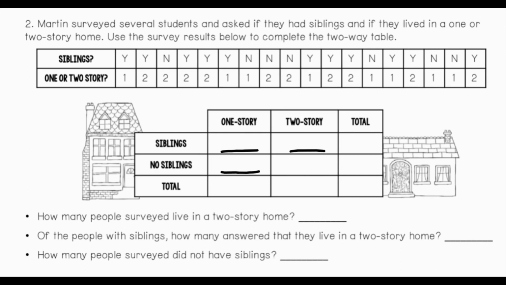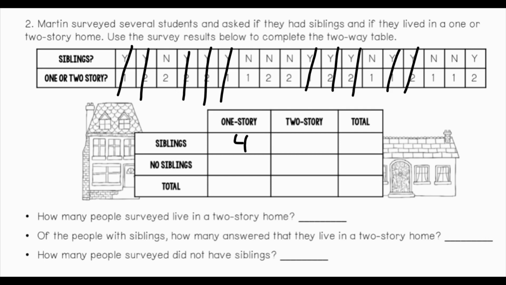Now we can count all of these and then determine what values would go into my table. I'll start with the siblings in 1 story, so I'll count all the Y1s, that's 1, 2, 3, 4. So I have 4. Now I'll count all the Y2s, that's 1, 2, 3, 4, 5, 6, 7. I'll count all the no siblings 1 story, so all the N1s, 1, 2, 3, 4. And then I'll count all the no siblings 2 stories, that's 1, 2, 3. So I have 3 total.